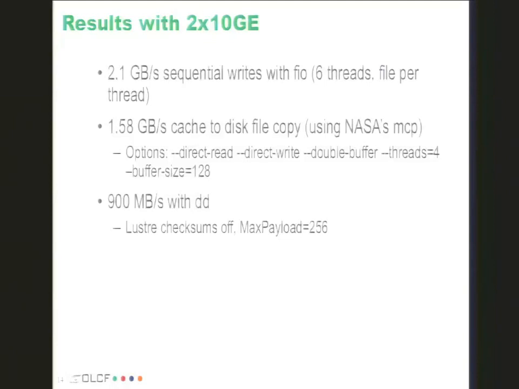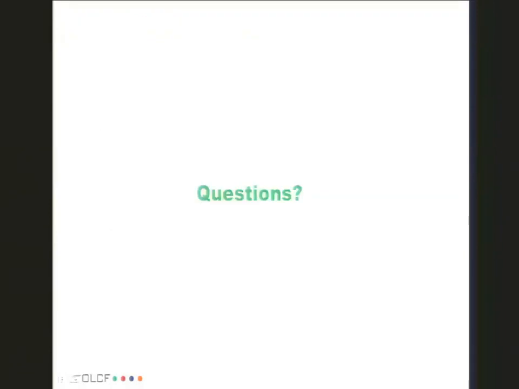And then just with DD, it wasn't a great test, but everyone's familiar with it, and it's where we started. We were able to get 900 megabytes per second with the parameters that I went through previously in the slides. Importantly, that was with the max payload 256. We saw much less with 128. So, in conclusion, that's it. Is there anybody with questions? I think we've got time for about one.